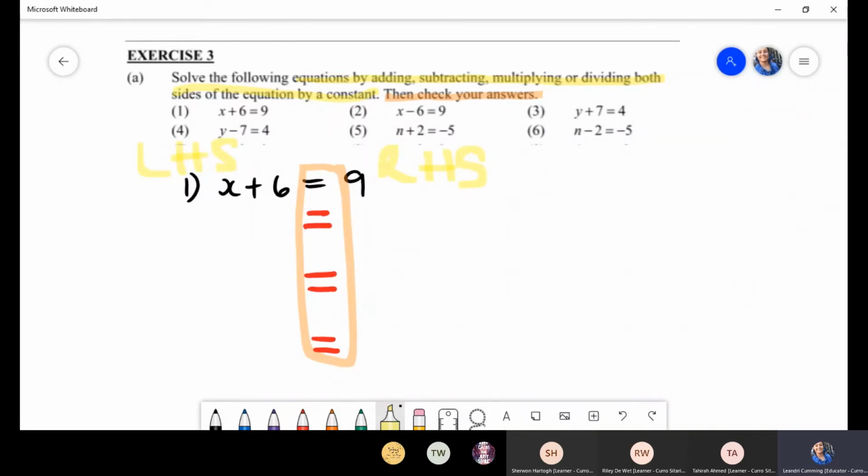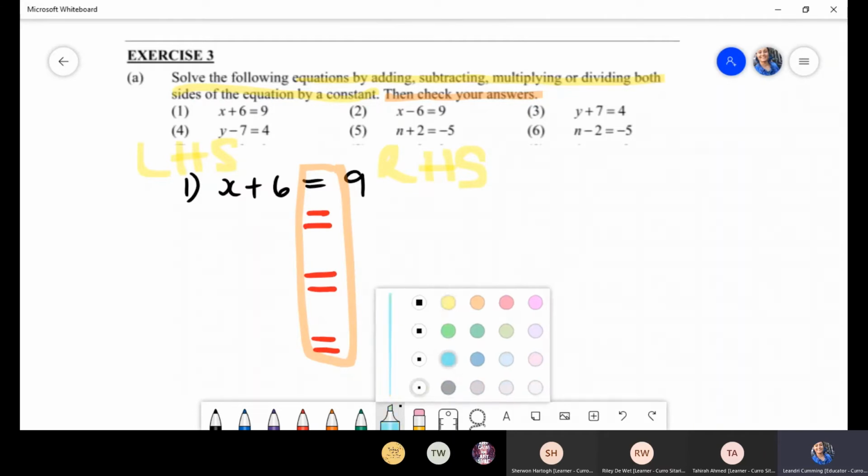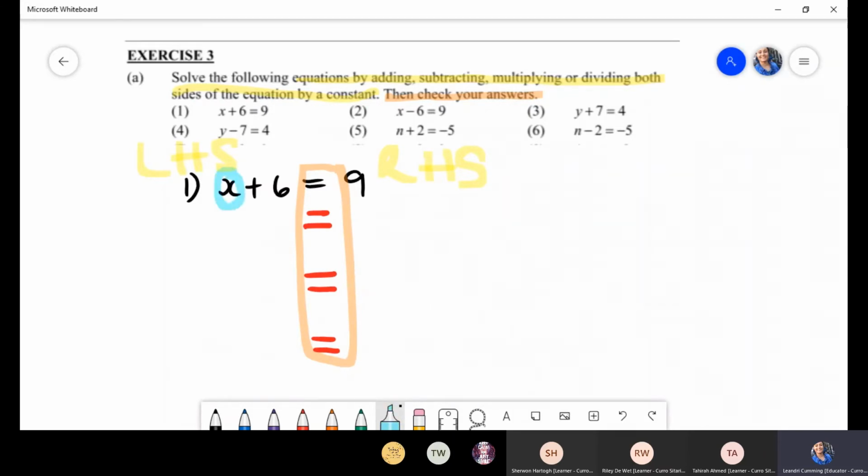Now, the concept here is to apply an inverse operation in order to isolate x. We want x to stand on its own at the end of our solution. Therefore, my x will preferably remain on the left-hand side. And I will see I have a plus 6. And here I have equal to a positive 9. But I want to undo plus 6. So I'm going to undo it by taking away 6.